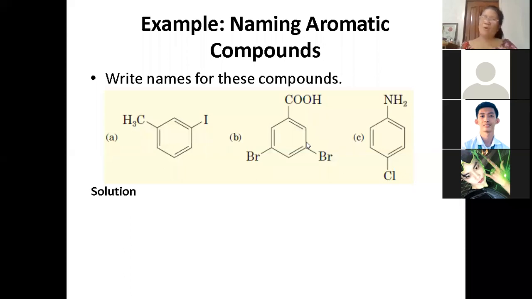Oh, okay. Two bromo. Put the number in the name. For the bromo, 3, 5. That is 3,5-dibromobenzoic acid. Did you get it? That is 3,5-dibromobenzoic acid. Okay.